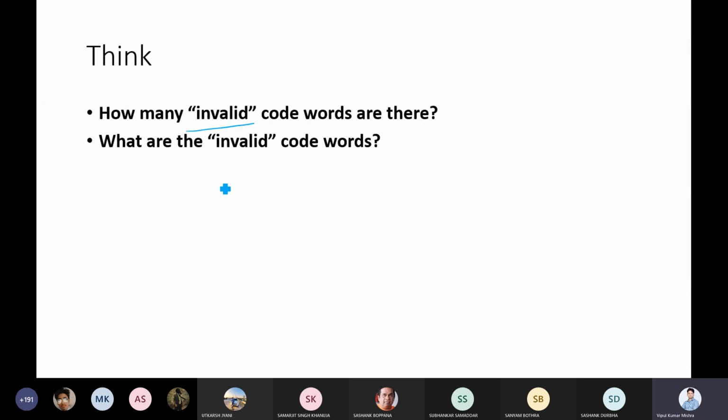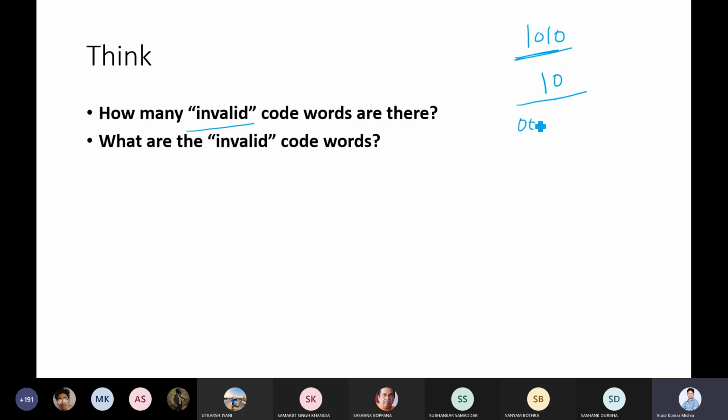Have you thought once, just give a little bit of pressure in the mind and find out, is there invalid code? Okay, let me give you an example. Suppose I'm saying 1010. What will be the value? 1010 is 10. But how will we represent 10 in BCD?